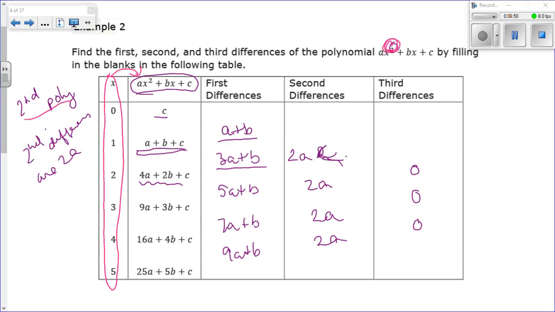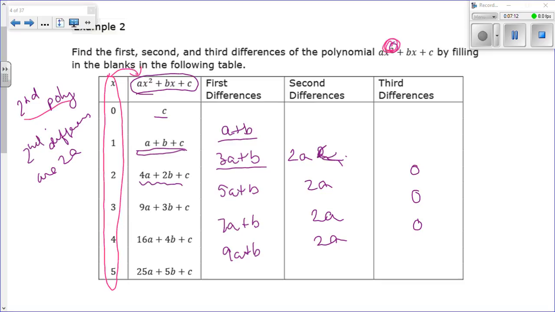When I put in 0, I get c. 1 gives me a plus b plus c. 2 gives me 4a plus 2b plus c. 3 gives me 9a plus 3b plus c. 4 gives me 16a plus 4b plus c. And 5 gives me 25a plus 5b plus c.